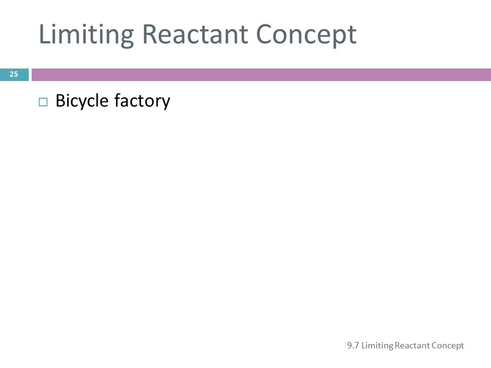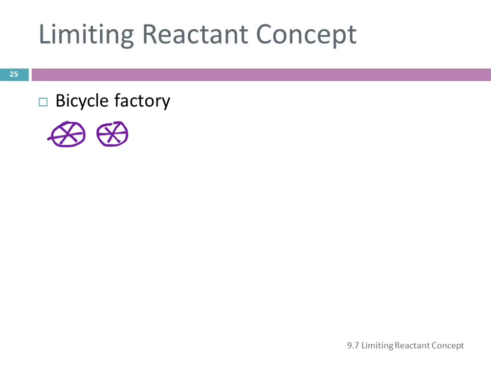Let's think about a bicycle factory in very simplistic terms. What do you need to make a bicycle? You need wheels. How many wheels do you need? 2. Those are my bicycle wheels. What else do you need?